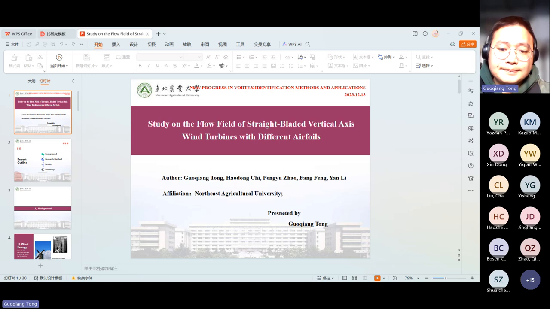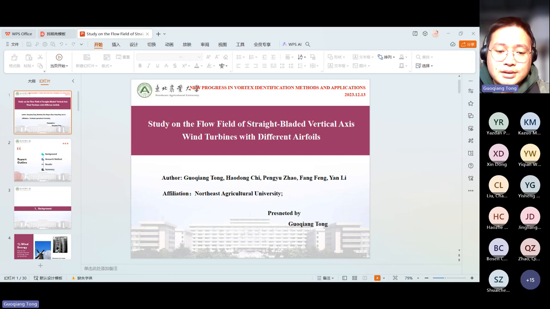First is the background. Wind energy is one of the first sources of energy used by humans. Humans have been exploring ways to harness wind energy for centuries. As early as the 10th century, the Persians developed the vertical axis wind turbine to grind grain and irrigate their fields. After sustained efforts, wind turbines were designed to utilize wind energy.